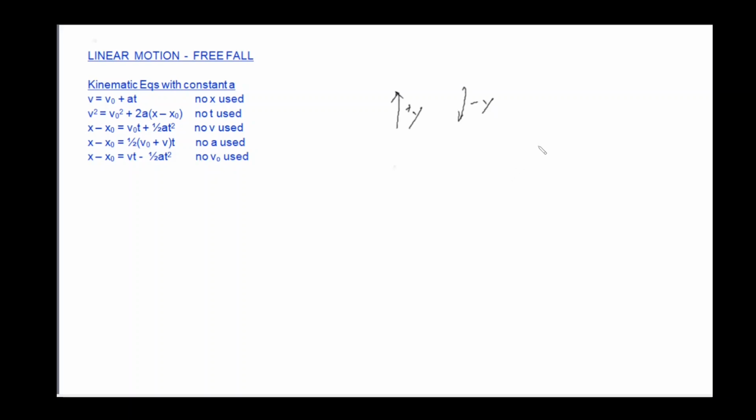The other thing with free fall is that acceleration is equal to g, the constant of gravity, and because it's always moving in the negative y direction, we use a negative g.